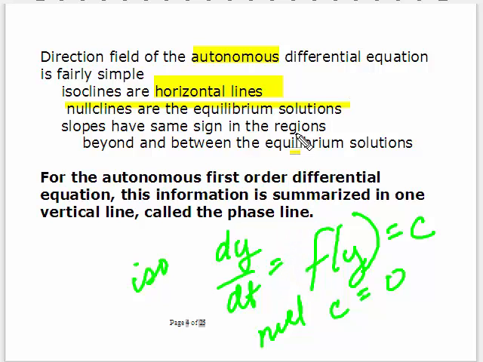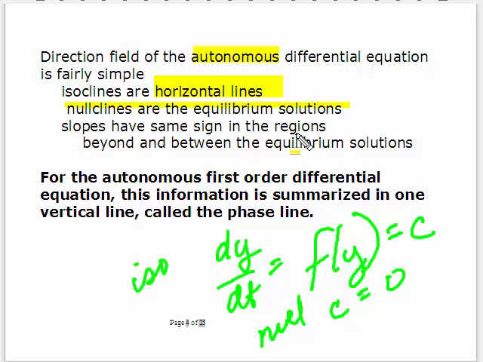Now, what the nullclines do is sort of carve up the region in the yt plane into different regions. And in each region that's between nullclines, all the slopes have the same sign. They're all positive, they're all negative. The flow, you could say, is similar between the nullclines. Now that holds for both autonomous and non-autonomous equations.